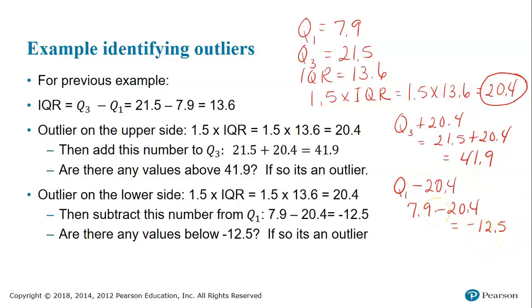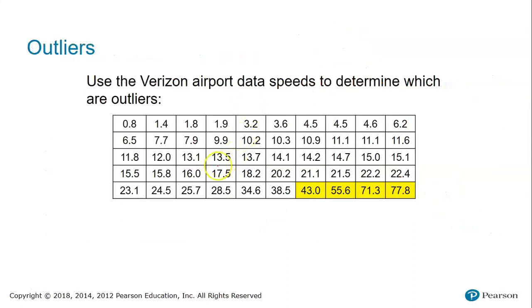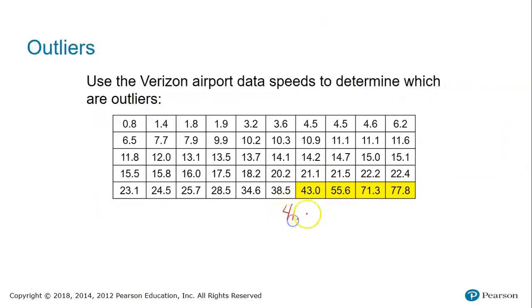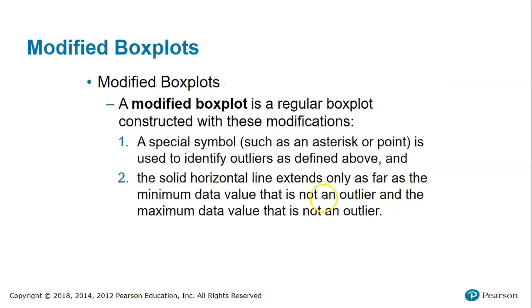So we want to look at our data set and see if we have any values that are larger than 41.9 or smaller than negative 12.5. When we look at this, 0.8 is our smallest value, so we don't have any outliers on the lower side. But we had calculated the upper fence to be 41.9. So we have, excuse me, 4 values that are larger than 41.9. So all 4 of these would be considered outliers based on the formula for calculating an outlier.